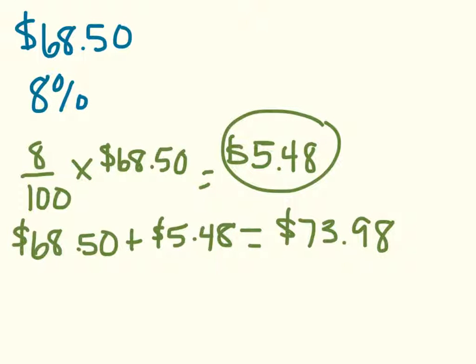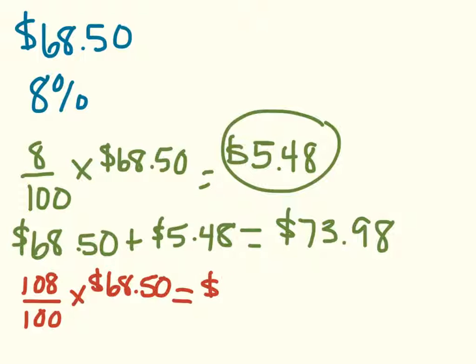Instead of adding the cost of the bill and the tax at the end, you can account for the full price of the meal by setting up your problem like this. Instead of using 8%, you would use 108%, because that would include the full cost plus the additional 8% that you're adding for the meal, times $68.50. And this will give you the same answer, $73.98, just with one step eliminated or rearranging the steps.